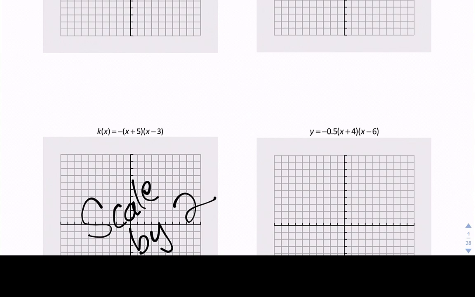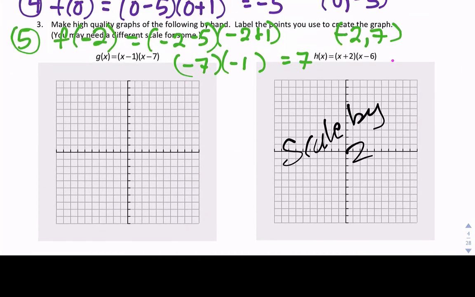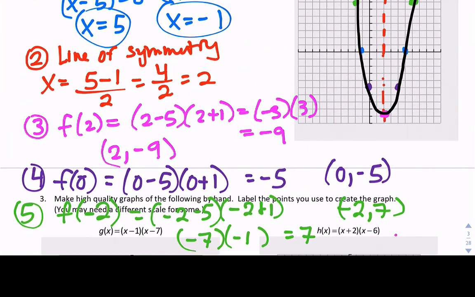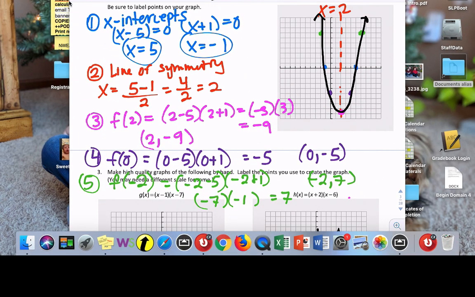If you don't scale by 2, you can still make it work, but you have to draw in some of the boxes. All right, so that's making a high-quality graph, high-quality quadratic, and you'll practice this more in the next lesson as well.